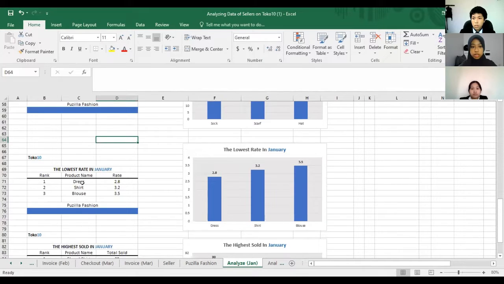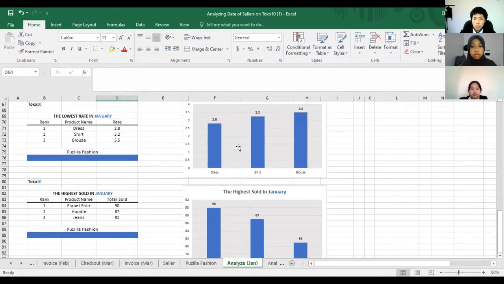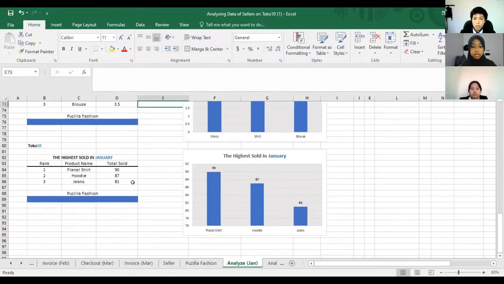Next is the lowest rate in January. The first rank is dress with a total of 2.8. The second is shirt with a total rate of 3.2, and the last is blues with a total rate of 3.5. This is the regular graph, and the last is the highest sold in January. The first rank is flannel shirt with a total sold of 90. The second is hoodie with a total sold of 87, and the last rank is jeans with a total sold of 81.